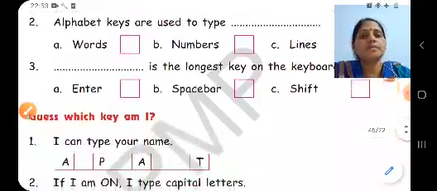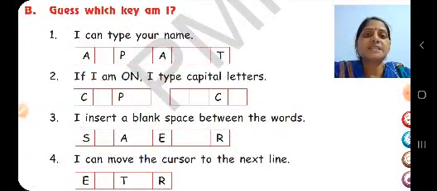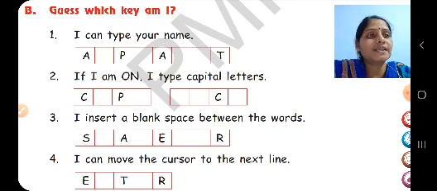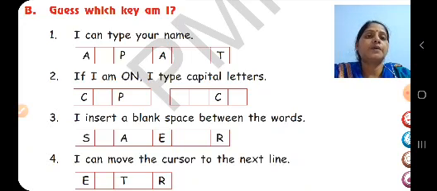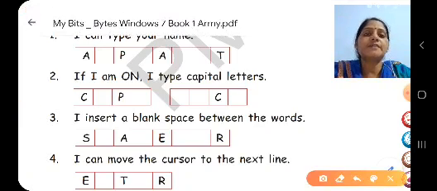Now coming to question number B. In question number B, children, some statements are given. You are going to read out the statements, and as per the statement you are going to write the names. Here some clues are given. Some letters of the word are given. From these letters you will be able to guess which key am I. So here we are going to identify the name of the keys about which it is written. So let us read one by one.